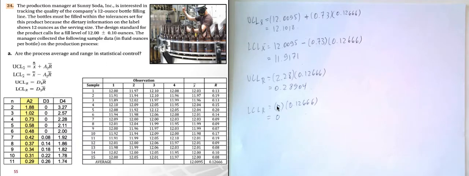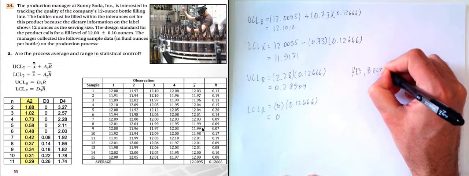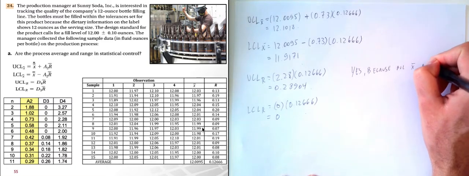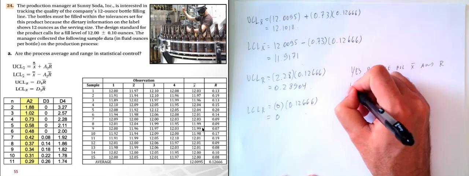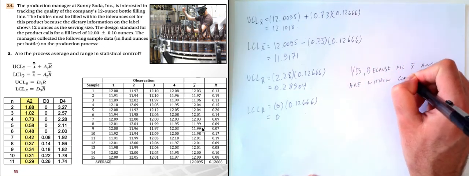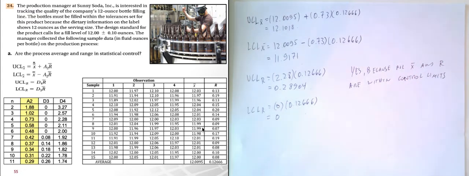And if you look at the range, it has to be between 0 and 0.28. It's a little bit easier to look at. So do I see any values higher than 0.28? No, I don't see any, right? So yes, the process is under control, yes, because all X bars and R values are within control limits, right? Okay, and that's the answer for this part of the problem.